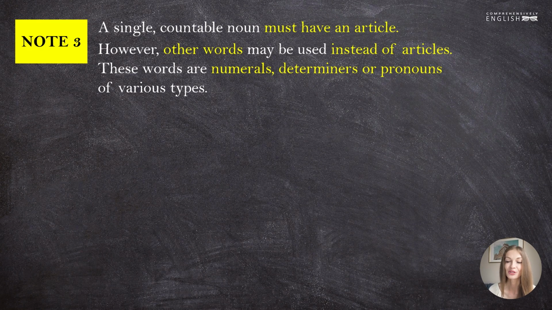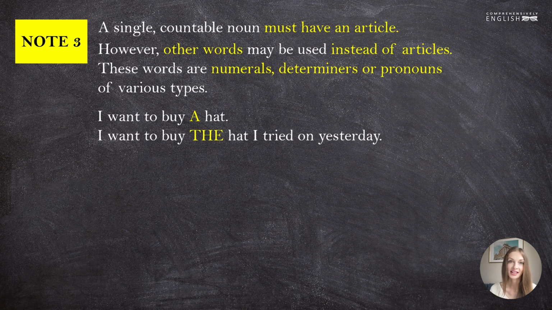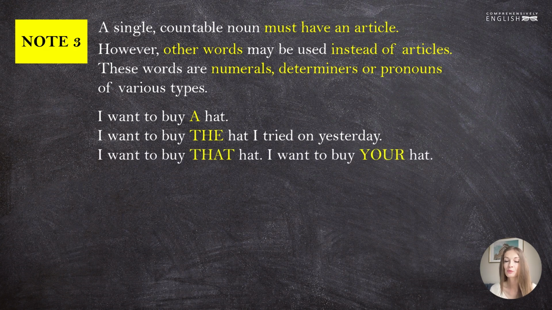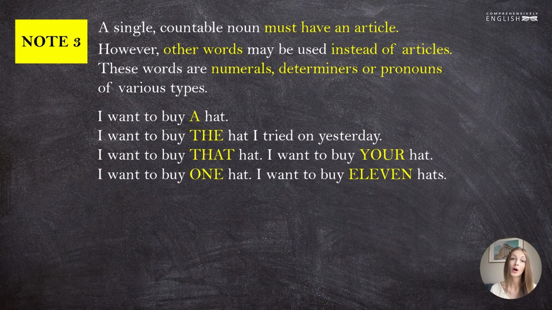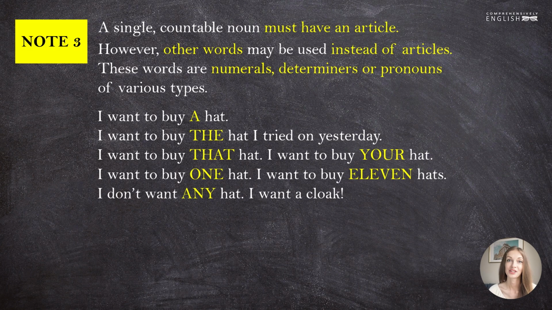Consider these examples. I want to buy a hat. I want to buy the hat I tried on yesterday. I want to buy that hat. I want to buy your hat. I want to buy one hat. I want to buy 11 hats. I don't want to buy any hat. I want a clock. As you see in these examples, something else takes the place of our article.